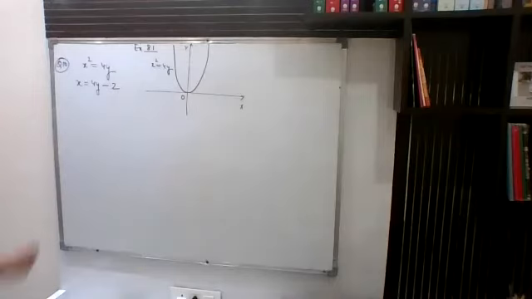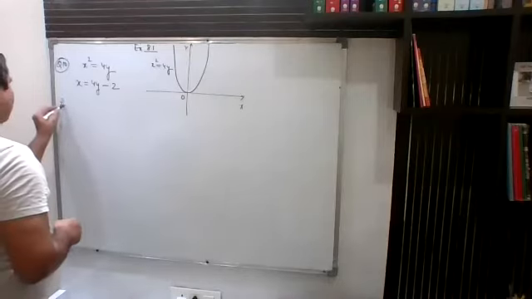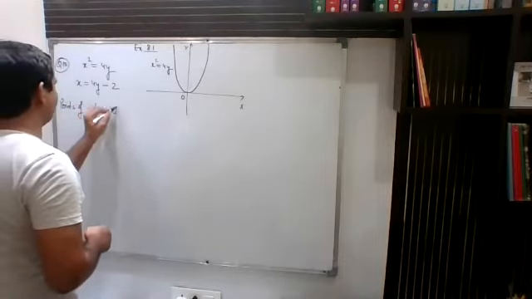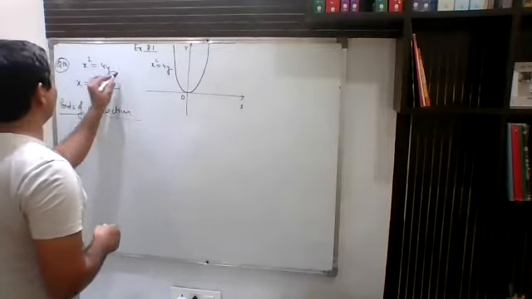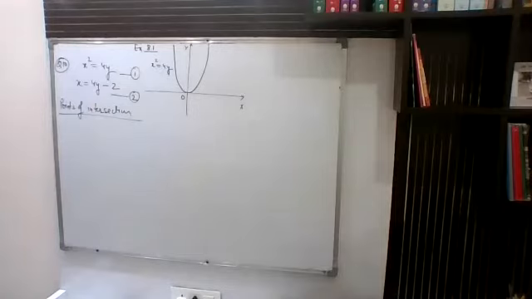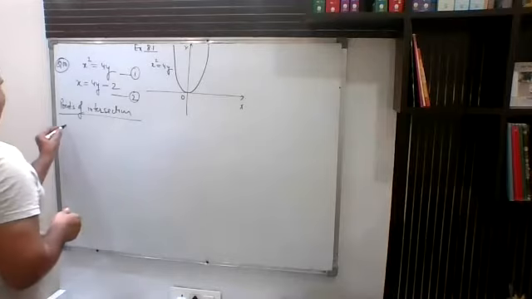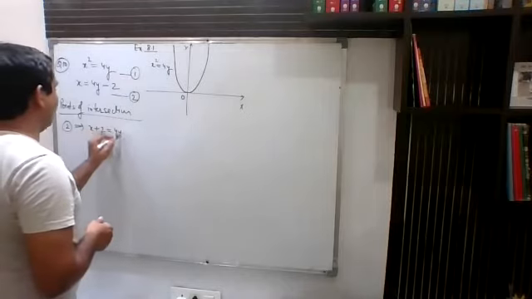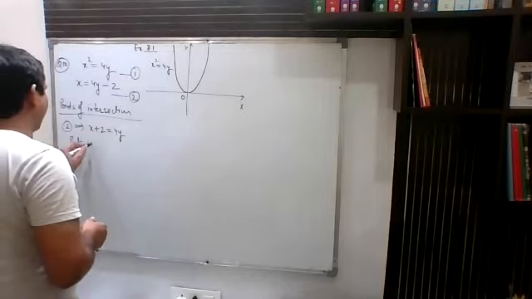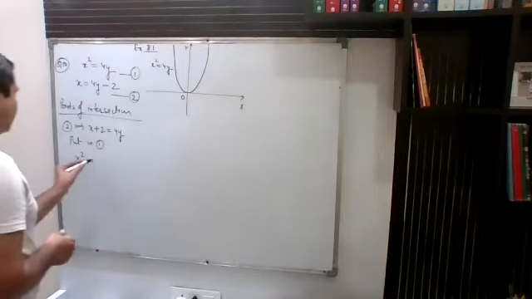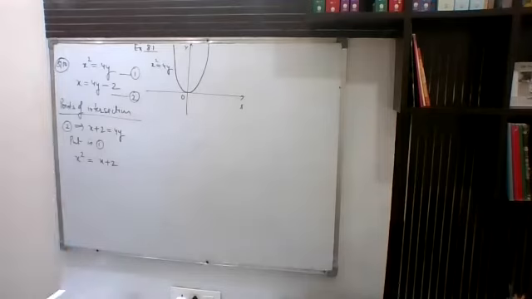Now, let us find out the points of intersection for these two curves. For that, you need to solve equations 1 and 2 simultaneously. So, from number 2, we can say x plus 2 is equal to 4y. Now put this in number 1, and you will get this much.